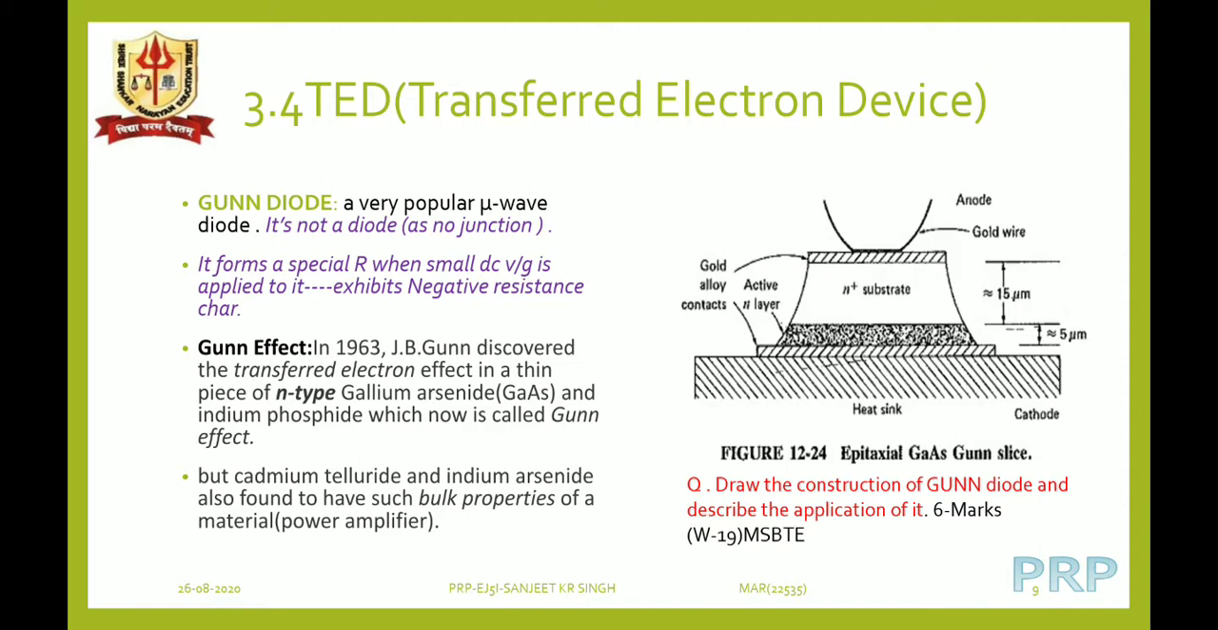This Gunn effect, actually a transferred electron effect, is a bulk property of a material where power amplification is taking place. So in the adjacent figure we show the structure of an epitaxially grown gallium arsenide Gunn slice, where we have an N-type substrate, N plus substrate as the main, and the gold alloy is used for connection coupling.